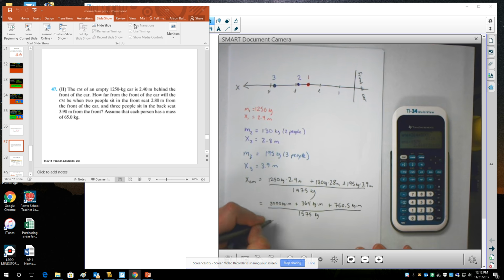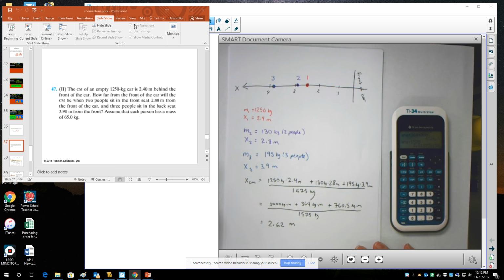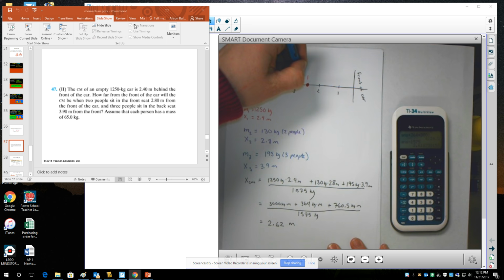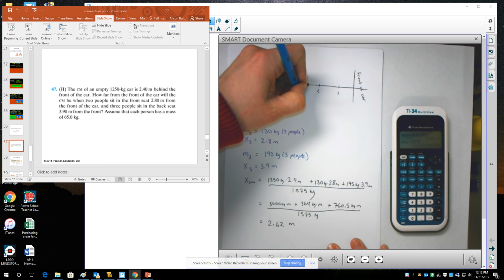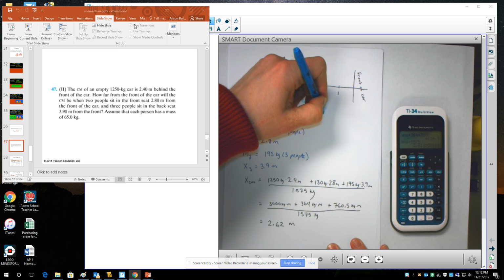Okay, so I have a position of center of mass of 2.6, let's round to 3 digits, 2.62 meters from the front of the car. So again, not surprisingly, the center of mass of the system lies between 1 and 2. XCM is 2.62 meters.